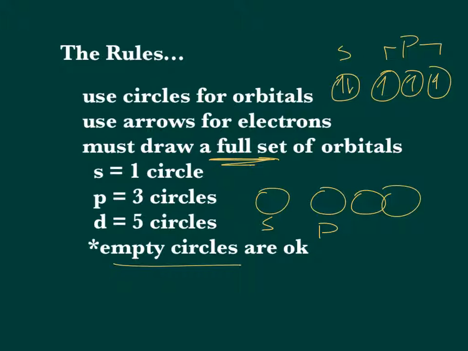So it's not correct to just draw a single circle for P, or maybe just 2 circles or something like that. You have to draw the full set. So if you start drawing P orbitals, you've got to draw 3. You start drawing D orbitals, you've got to draw all 5.